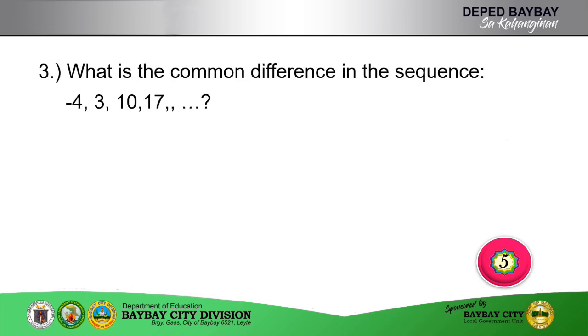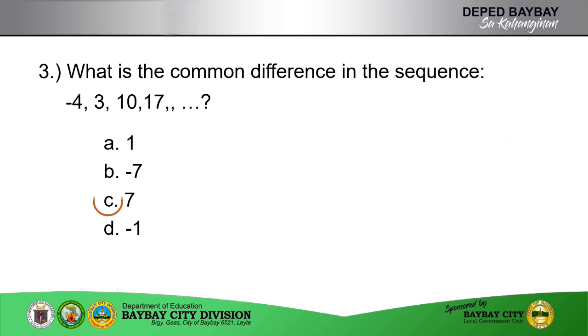Number 3. What is the common difference in the sequence negative 4, 3, 10, 17? A. 1. B. Negative 7. C. 7. D. Negative 1. What's the correct answer? And you are right. It is letter C. 7.